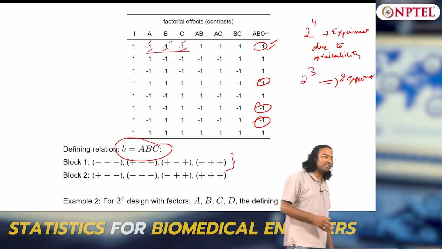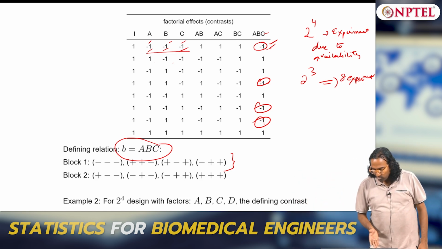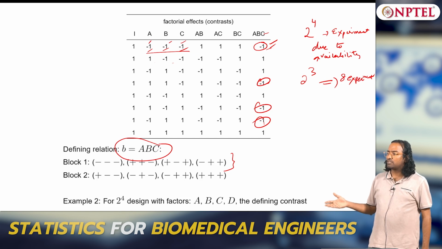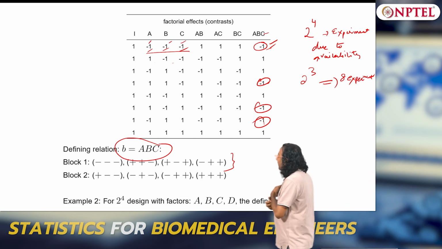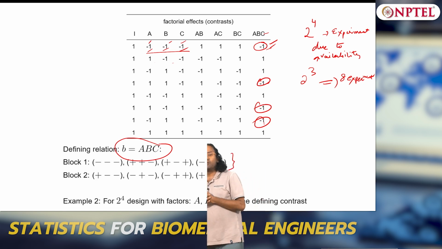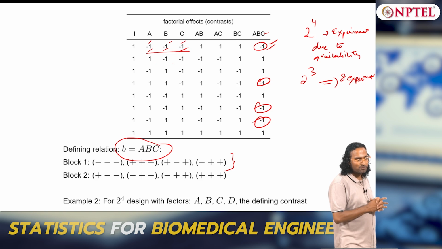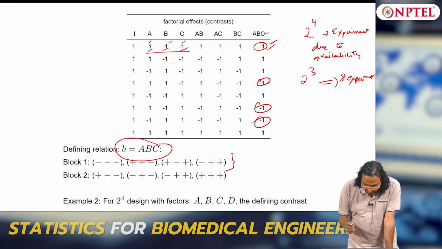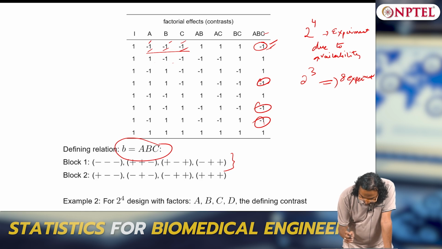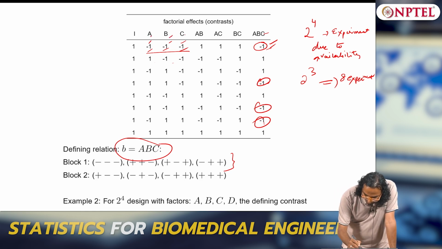Now block 1 is nothing but all where ABC is negative. Block 2 is what? All where the ABC contrast is positive. This is one way to define a confounded blocking. Basically you do block experiments but with confounding. So you have this A experiment, B, C, and then you have AB, AC, BC.